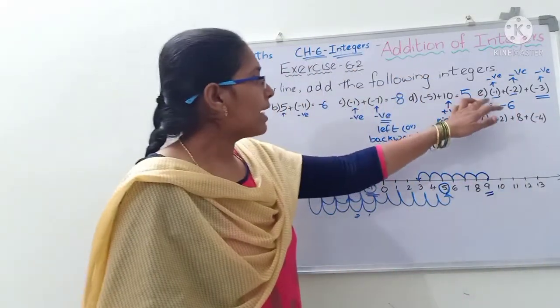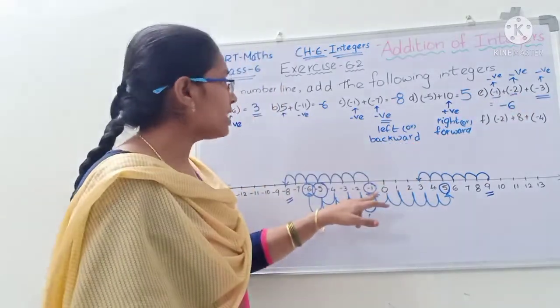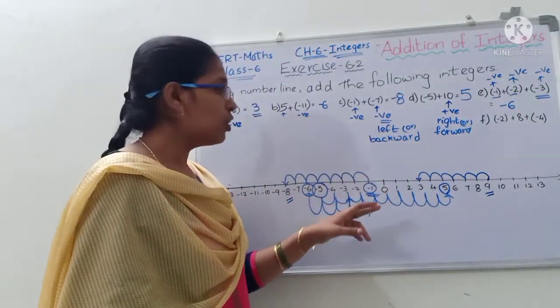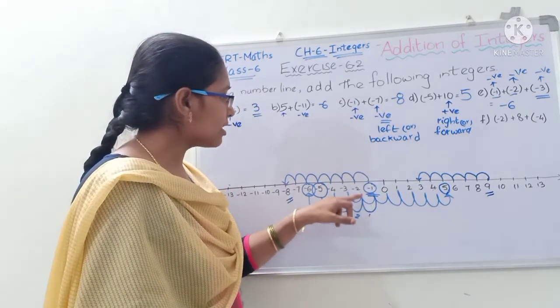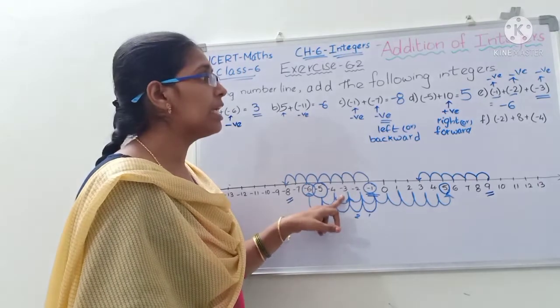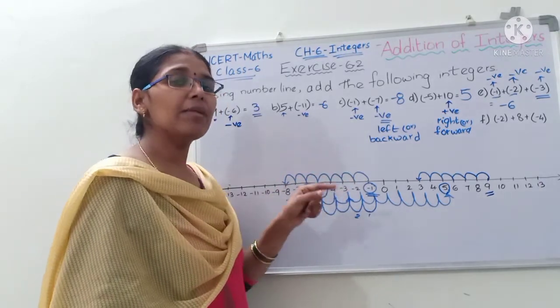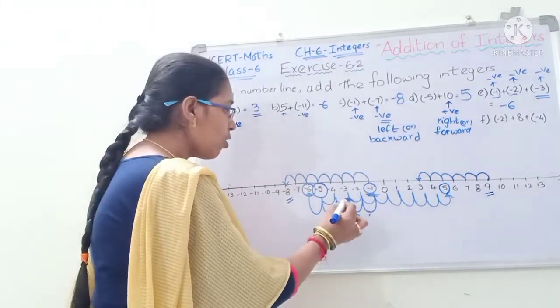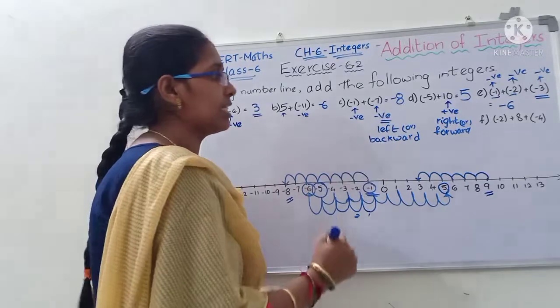Let me repeat, children. Minus 1 plus minus 2. First, let's add these two numbers. Minus 1 is here. We are adding minus 2. That means we move 2 steps backwards. 1 step, 2 steps. We reached minus 3. From there you should again add minus 3. That means we should again move 3 steps backwards. 1 step, 2 steps, 3 steps. We reached minus 6. The answer is minus 6.